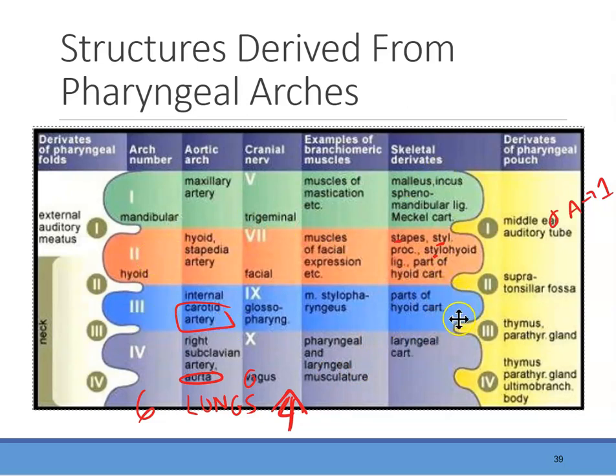Arc 3 makes parts of the hyoid cartilage. So the hyoid actually comes from the second arc, but parts of the hyoid cartilage also come from the third. And then we have the fourth one, which is the laryngeal cartilage, which again has to do with the voice box. So laryngeal is for the fourth. Okay, so if you see the word larynx anywhere, associate it with the fourth arc.